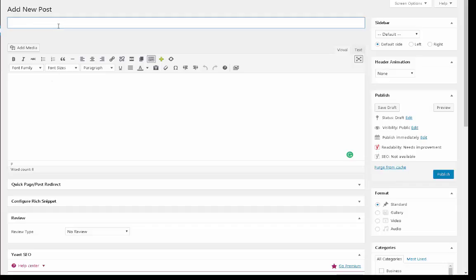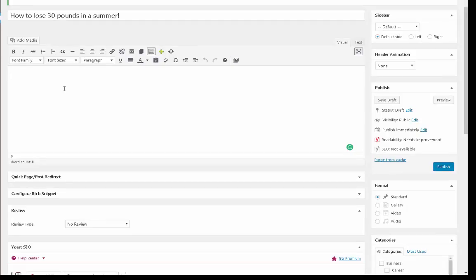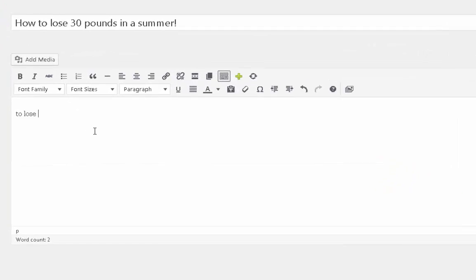So here, when I'm writing a title, for example, how to lose weight in a summer, or how to lose 30 pounds in a summer. That's a good title. Have an attractive title which addresses your keyword. This is a very good keyword, so for now, let's just roll with it. For this keyword, we're going to address this searcher: how do we lose 30 pounds in a summer? You're going to address that by saying, to lose 30 pounds, you need to do the following things, right?